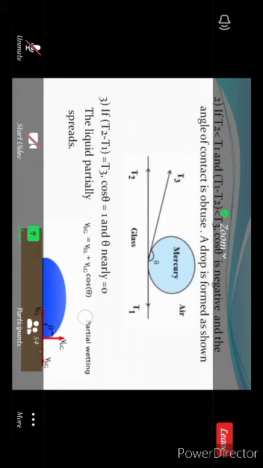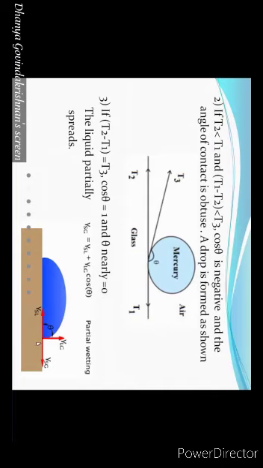Look at the two red arrows. They are equal to each other. Same measurement of length of arrows I have shown. Both red arrows are of the same length. And T1 is perpendicular. Cos theta is 0, theta is 0, and the liquid spreads. Here, it is partial wetting. Partially it will start spreading.